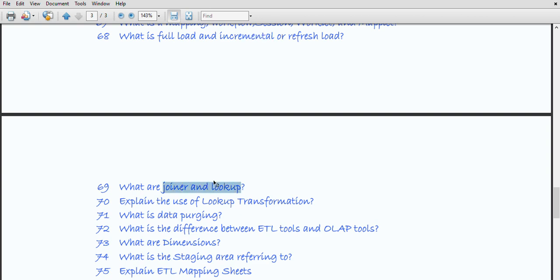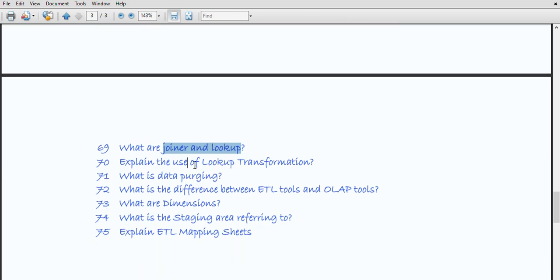Then the next is, what is meant by joiner and lookup? Basically, the joiner is used to join two or more tables to retrieve data from the tables, and lookup is used to check and compare the source table and target table. Then explain the use of lookup transformation. The lookup transformation is useful for getting related values from a table using a column value, updating slowly changing dimensions, and verifying whether a record already exists in the table.